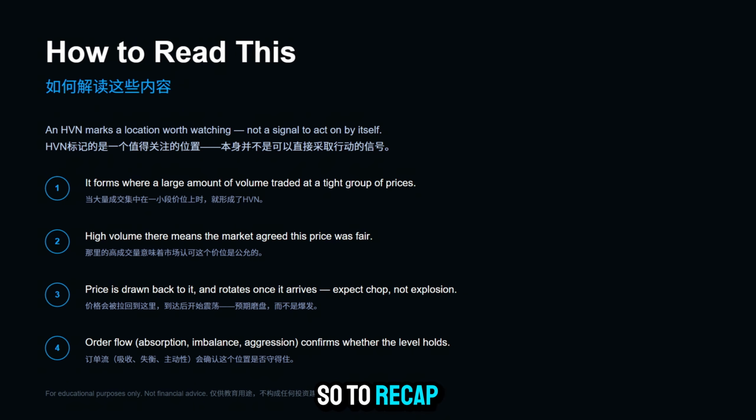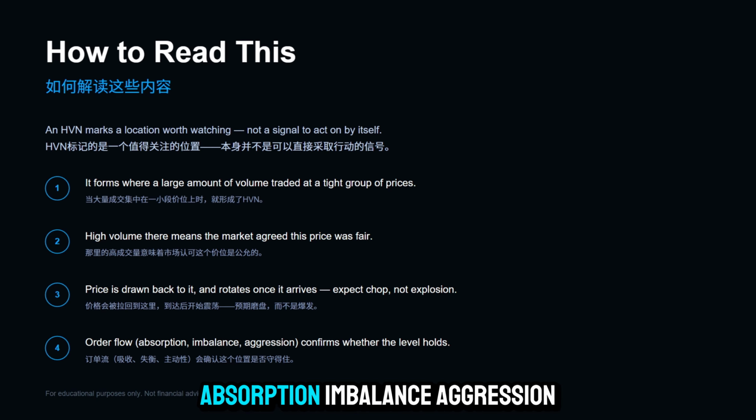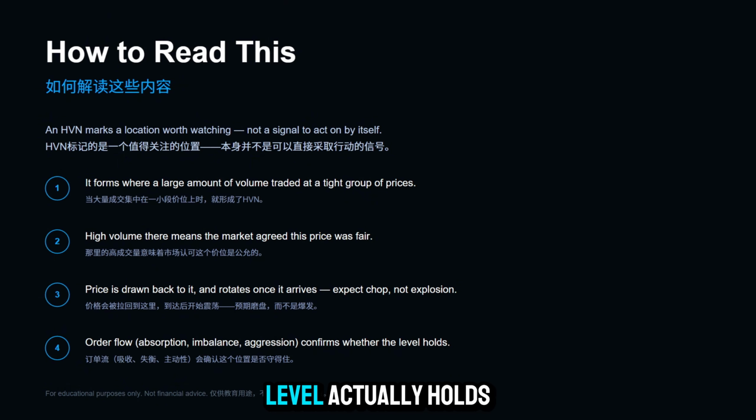So to recap the 4 points on the screen. 1. A high volume node forms where a large amount of volume is being traded at tight groups of price. 2. High volume there means the market agreed this price was fair. 3. Price gets drawn back to it, and once it arrives, it rotates. So expect it to chop from the top edge to the bottom edge. 4. Order flow, absorption, imbalance, aggression, confirms whether the level actually holds.